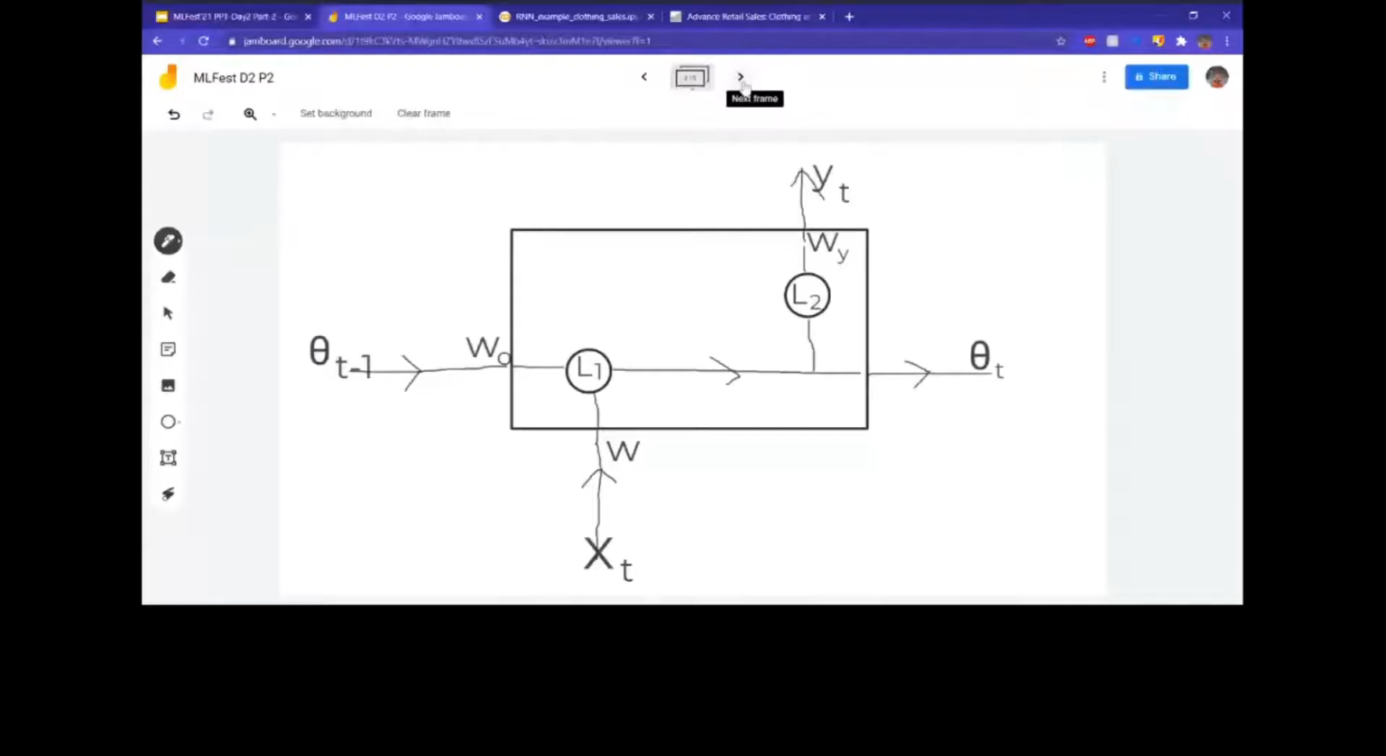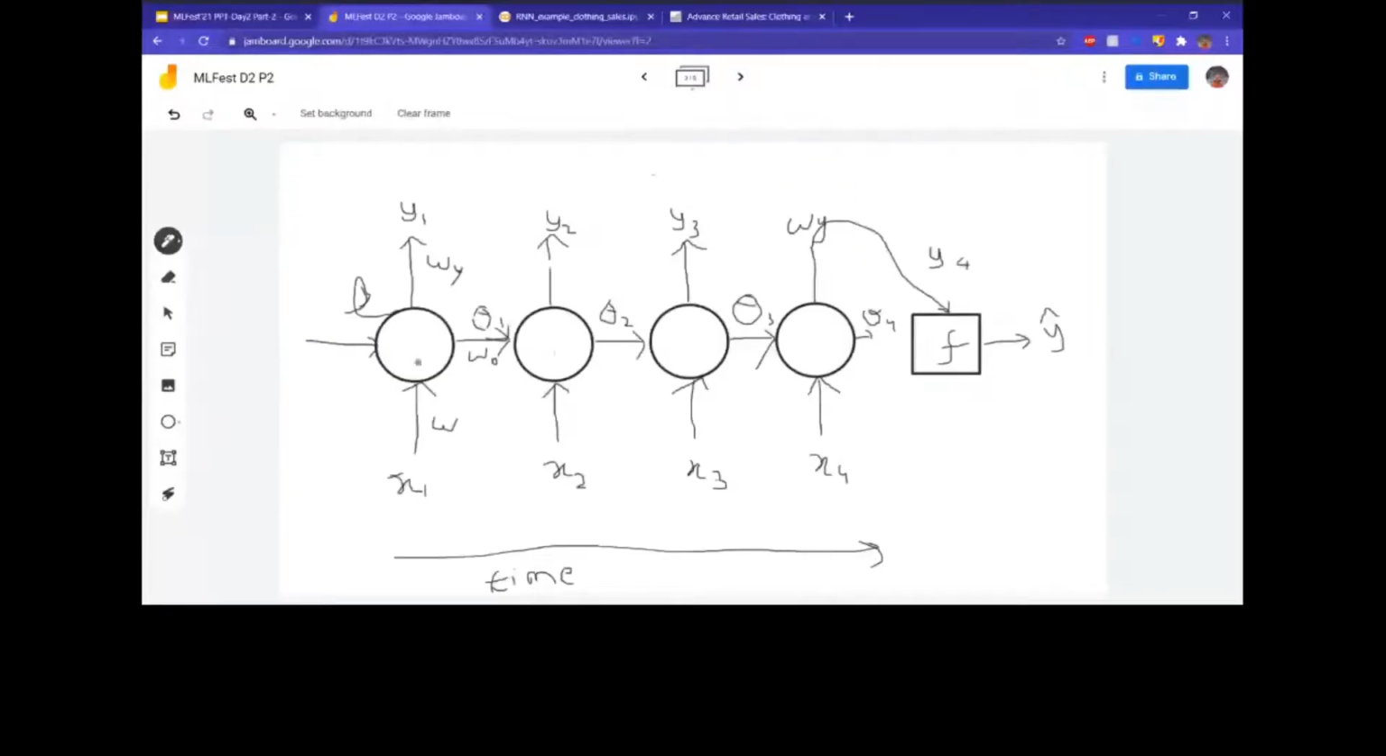Okay, now we have our circles. Every single one of these is a neuron. So now our neuron is in a circle, but let's consider this to be a layer of neurons, the recurrent neurons. Every circle is a neuron, and these are the different time steps. As you can see, it is going across time.